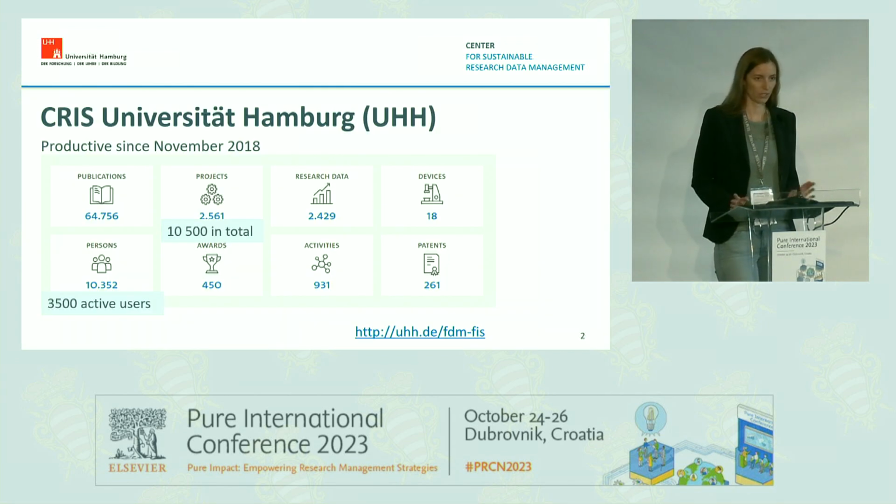So our university is one of the largest universities in Germany with 8 faculties, roughly 700 professorships and over 40,000 students. Our Pure is productive since November 2018. So far we have around about 65,000 publications in there, 2,600 running projects, 10,500 in total, over 10,000 persons, including 3,500 active users. So we have a big license, big university, large license.